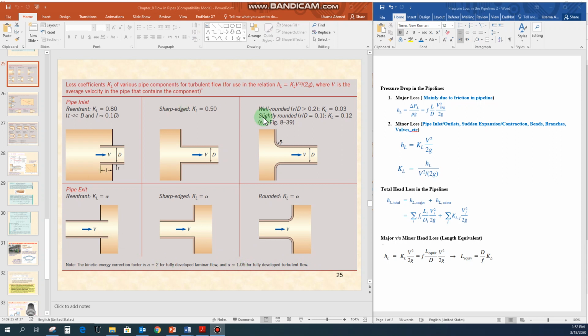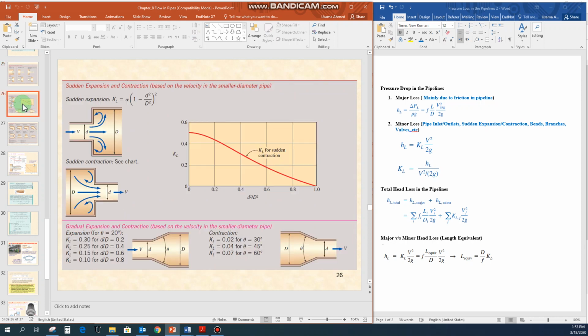Now I repeat, these six figures that we can see here are the situations in which the fluid is coming from the reservoir into the pipeline, or it is coming from the pipeline and going into the reservoir. So these are the situations relevant to the reservoir. Now let us see what the other situations could be.